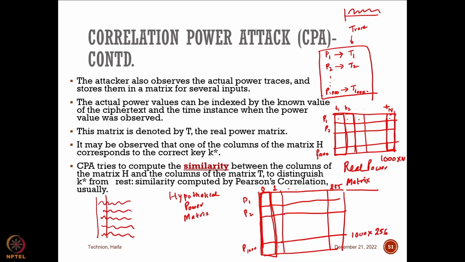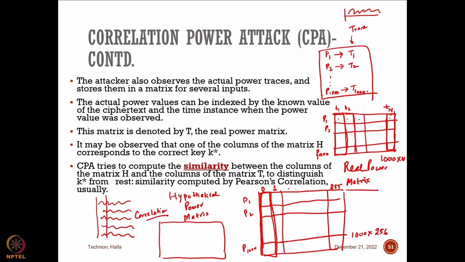Okay, and so this is nothing but a distance metric. You take two vectors and find out the distance between them. So I take this column and match it with all these n columns of the real power matrix, and I develop another matrix which is called a correlation matrix. It's called the correlation matrix because I plot the correlations there.